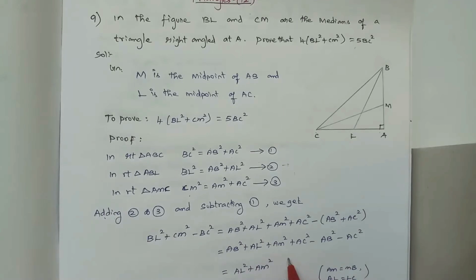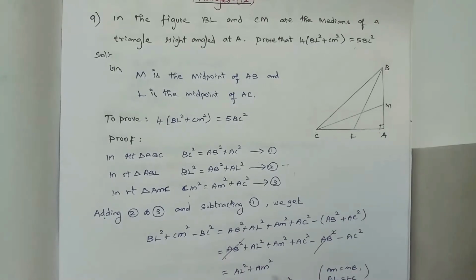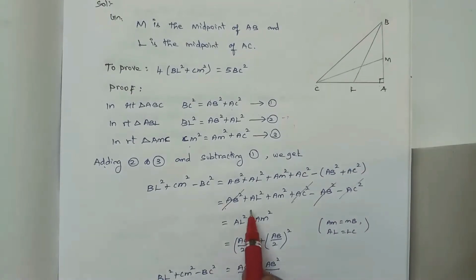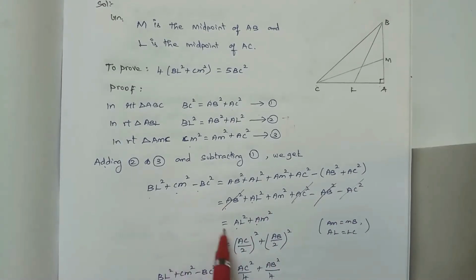Any like terms to simplify? See, plus AB square minus AB square will get cancelled, right? Next, AC square plus AC square minus AC square will get cancelled. Still what are we having? We are having AL square plus AM square alone. So BL square plus CM square minus BC square is equal to AL square plus AM square.